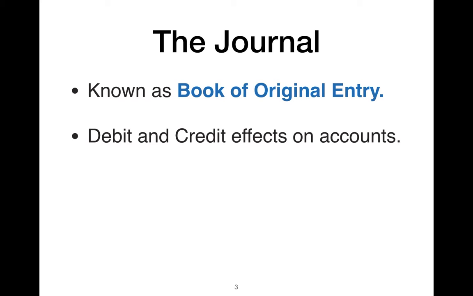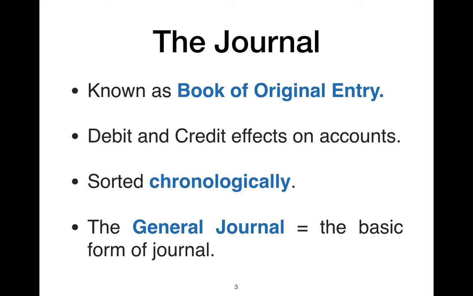Now, let's know more about the journal. The journal is also known as the Book of Original Entry. It's called with that name because the transactions taking place in a business are recorded for the first time in it. The journal shows the debit and credit effects on particular accounts. The transactions in the journal are recorded in chronological order, which means the order in which they happen. There are several kinds of journals, but the most basic form of a journal is the general journal.